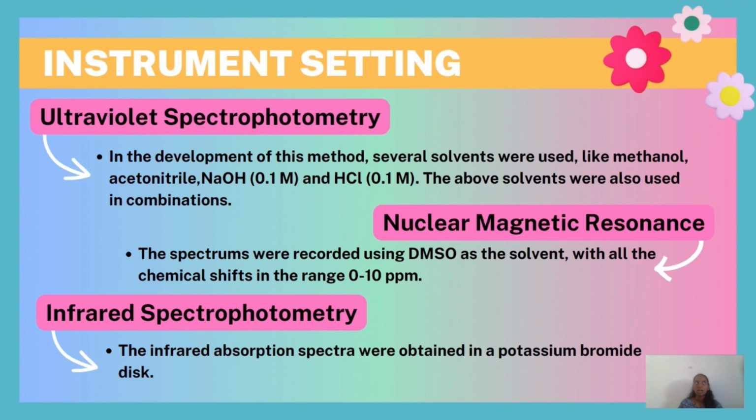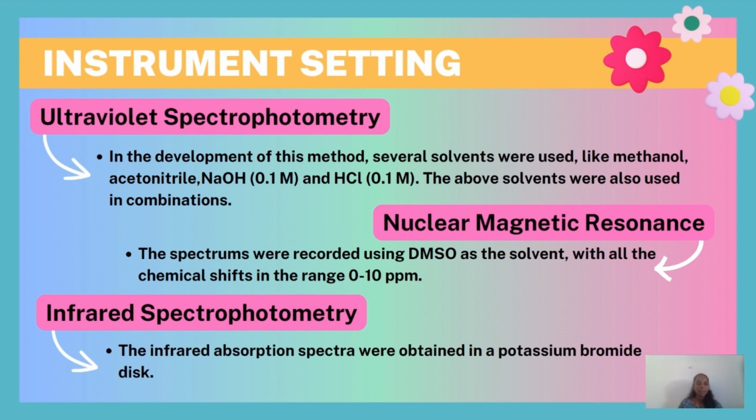Instrument setting is the solvent requirement when carrying out the experiment. So for the first one, the ultraviolet spectrophotometry, in the development of this method, several solvents were used like methanol, acetonitrile, and hydrochloric acid. The above solvents are used in combination and also as pure solvents. So next, we will move on to the nuclear magnetic resonance. The spectra were recorded using DMSO as a solvent, with chemical shifts in the range of 0 to 10 ppm. So for the nuclear magnetic resonance, DMSO is used as a solvent.